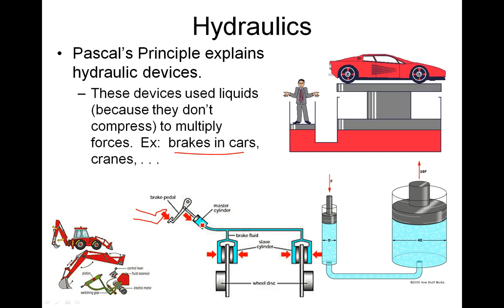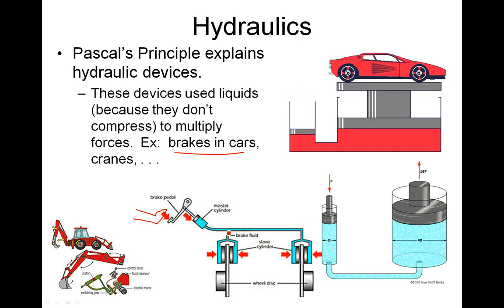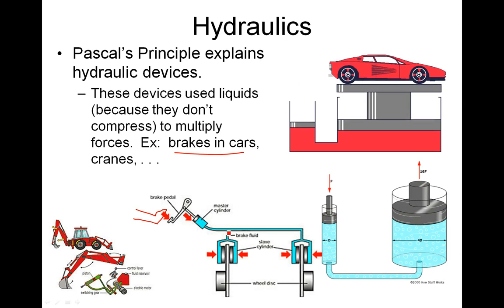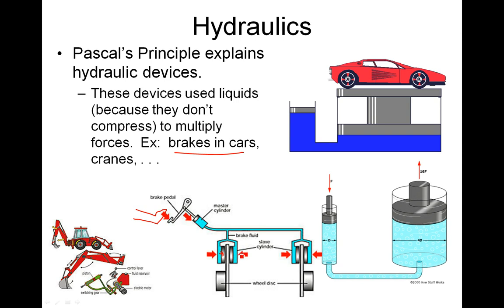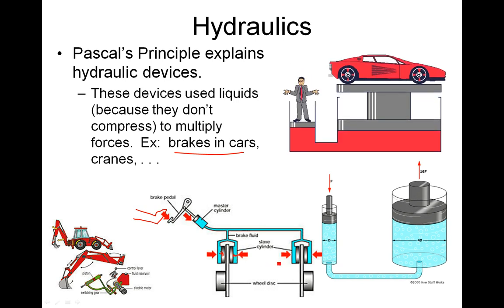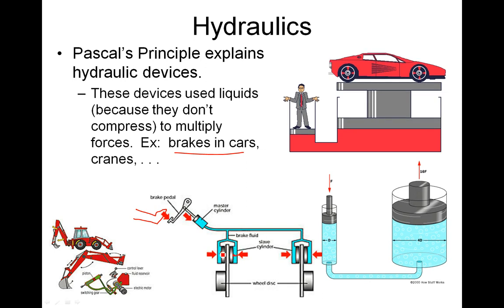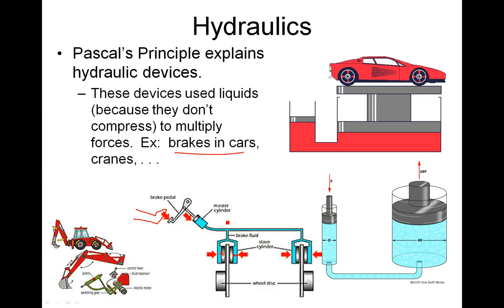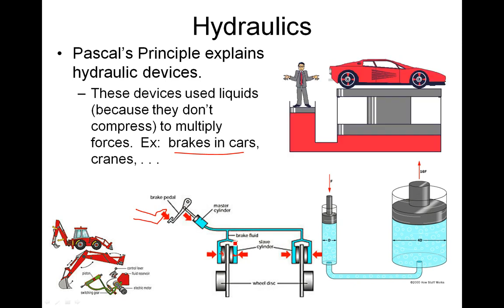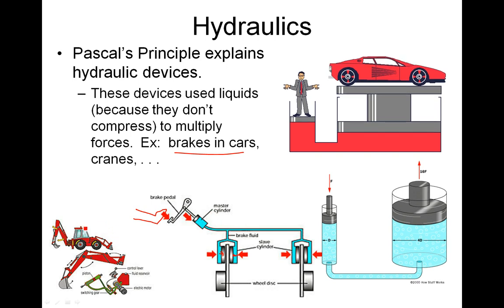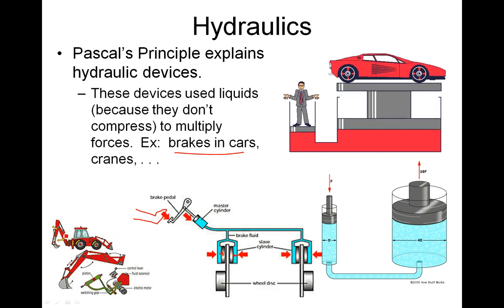It sends that force down through tubing. So you have tubes of fluid running through your car. And that fluid then will press the brake shoes onto the wheel and stop your car. Okay? So you don't have to have a little motor by each wheel to cause your brakes to stop the car. You can just compress, or try to compress, the fluid, and it will send the pressure down and clamp it. Hydraulics in a crane or something like this work the same way.